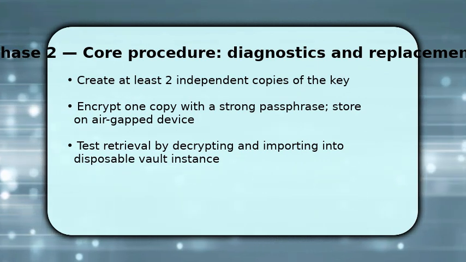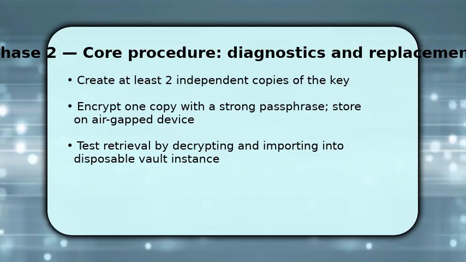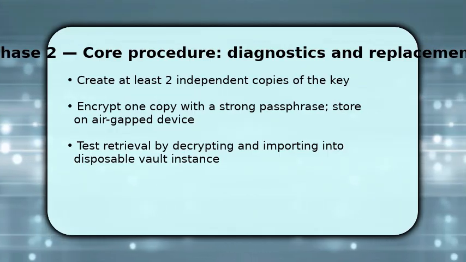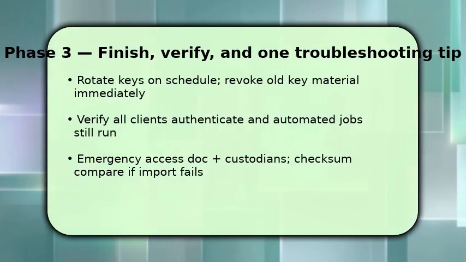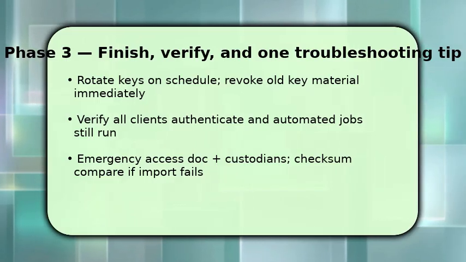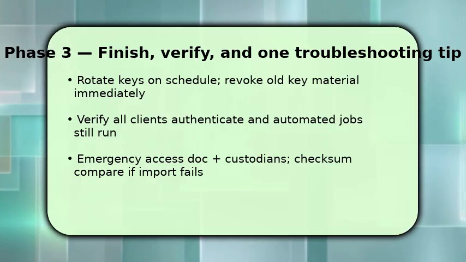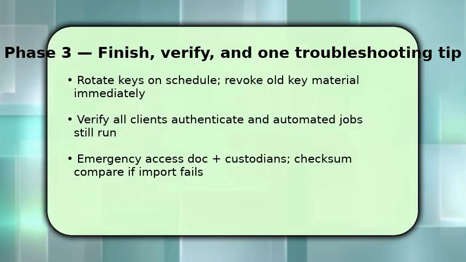To finalize, rotate keys on schedule. Replace the Vault key after major changes or every 12 months. Update access policies and revoke old key material immediately. Propagate changes to all dependent services. Once rotation completes, verify all clients can authenticate and that automated jobs still run.